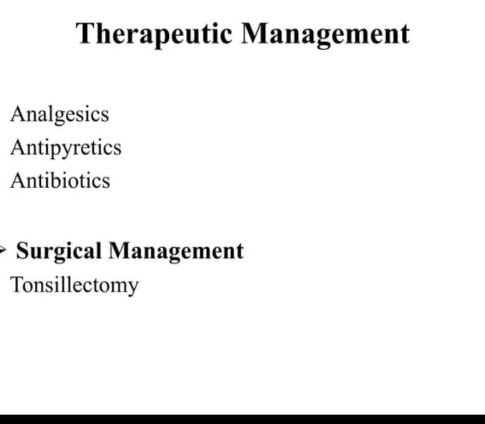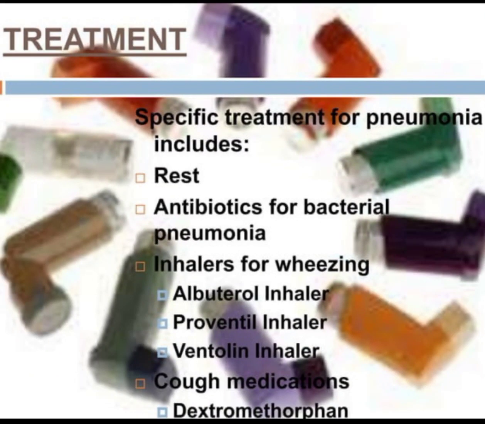First one, medical management: analgesics, antipyretics, antibiotics. By giving these medications to the children, we have to improve the child's status. Analgesics are painkillers. Antipyretics are given to normalize the body temperature of the children. Then antibiotics. Why do we start antibiotics? Because tonsillitis is due to virus and bacteria.